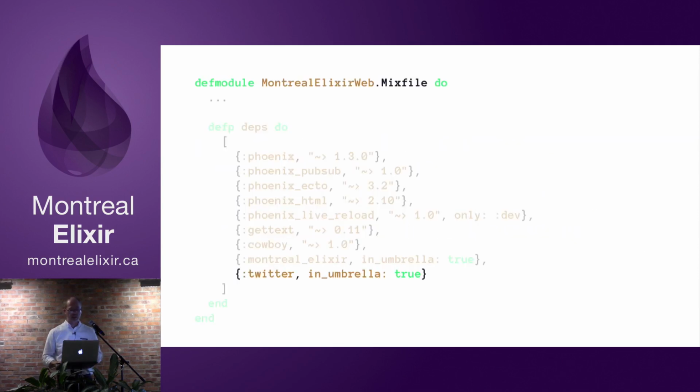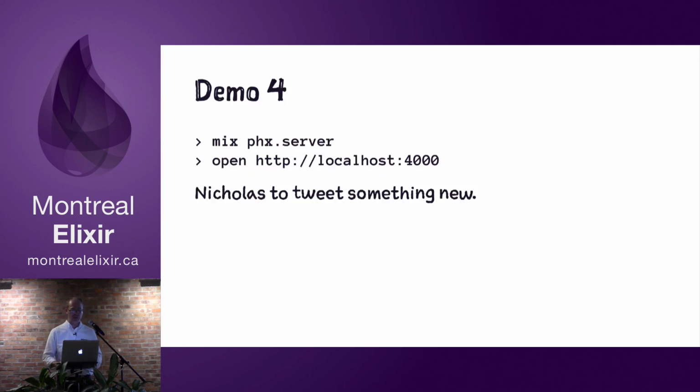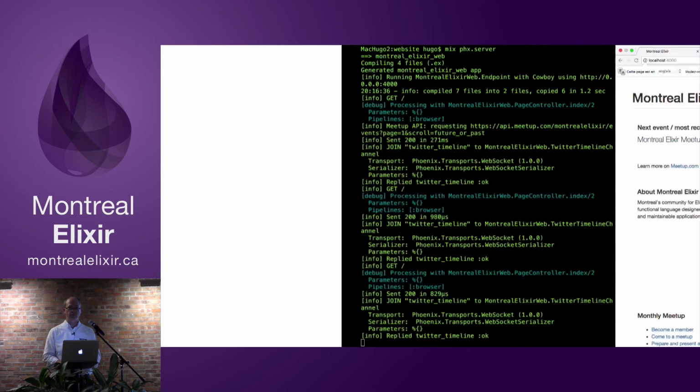So we can do that by adding some dependency here in the Elixir web mix file. So we're saying, hey, the web app depends on the Twitter app that is in the umbrella. So when the web app starts, it will make sure the Twitter app is started first, and we'll have the PubSub process started, and everything will be well connected. And demo number 4. No question? All right.